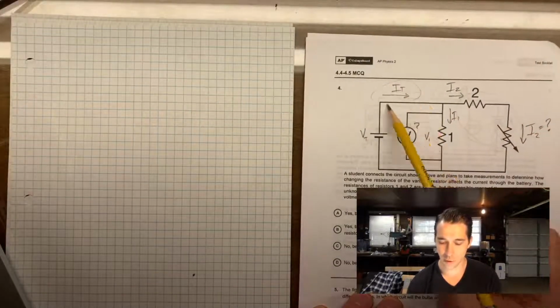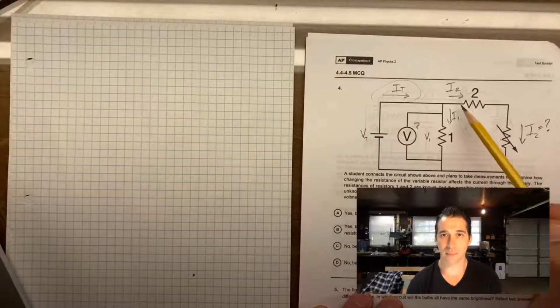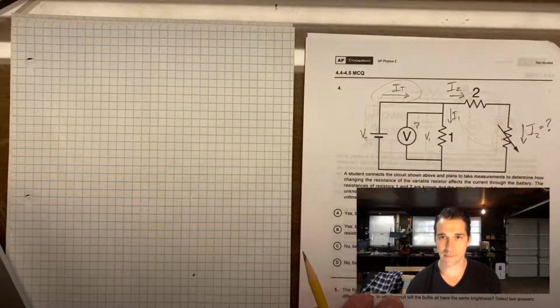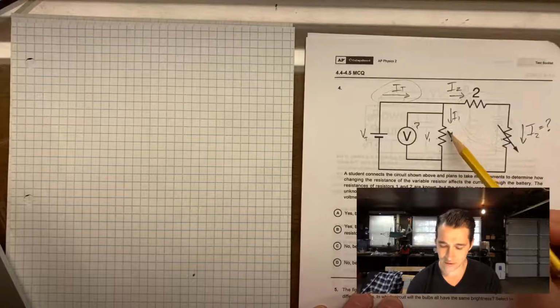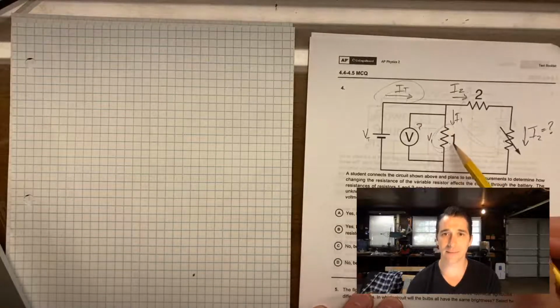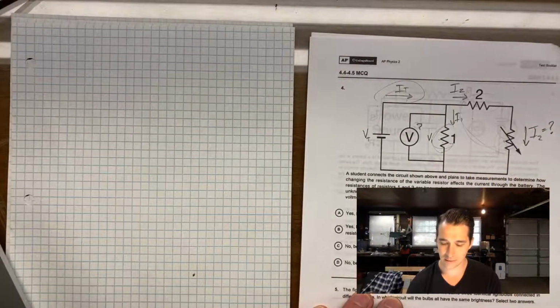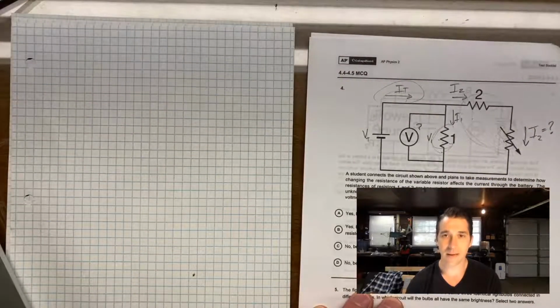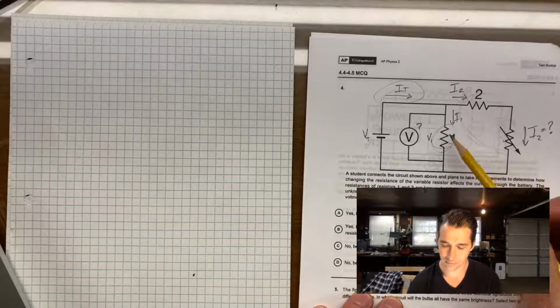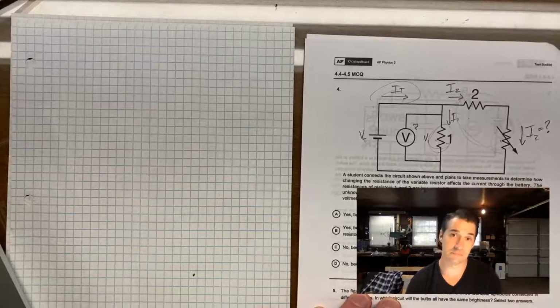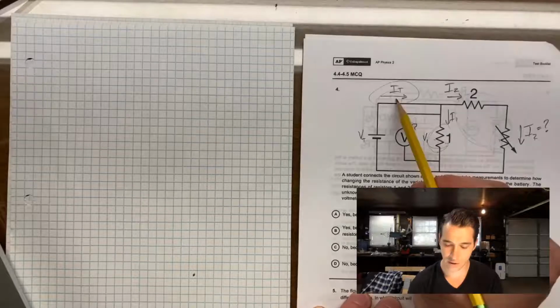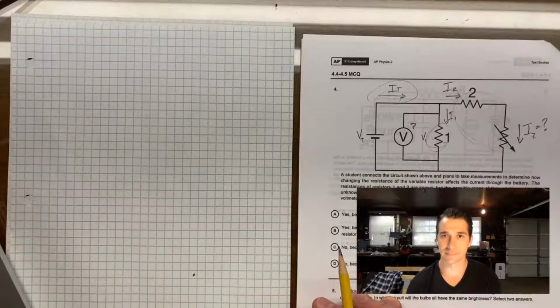So what do we know? The total current is equal to I1 plus I2, okay? That makes sense. So if there was some way I could figure out the current here, if I was able to figure out the current here, then maybe I'd be able to figure out what this current is, if I also know the total current. All right.